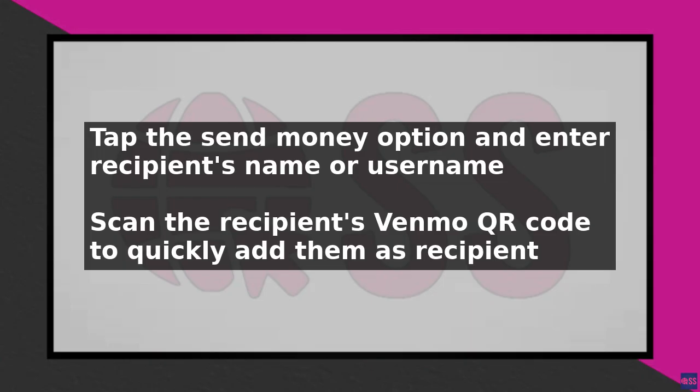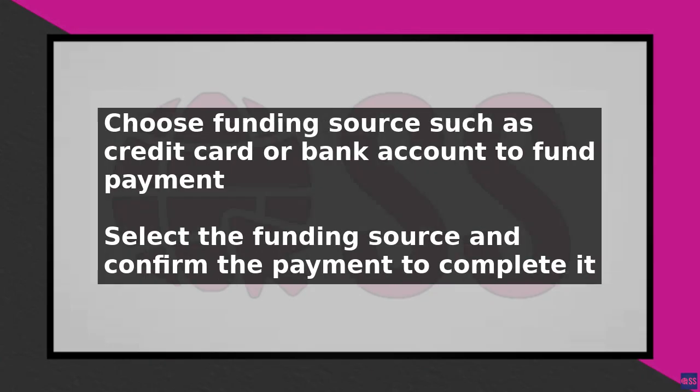The recipient will receive a notification that they have been sent money and can then transfer the funds to their bank account or use them to make a purchase. When using Venmo, it is a good idea to only send money to people you know and trust, as all payments are final and cannot be canceled.